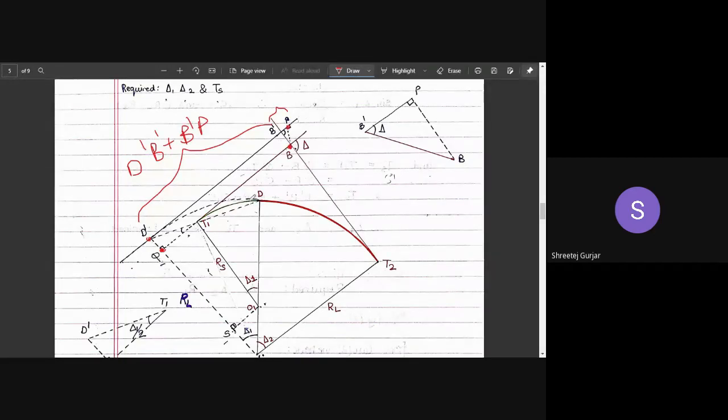Now we had to calculate T1Q. So this whole length minus BT1, correct? We will be left with T1Q, which is what is required. So we have calculated T1Q, which is nothing but O1S.